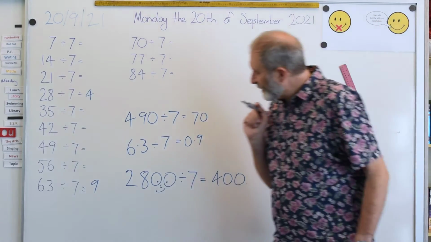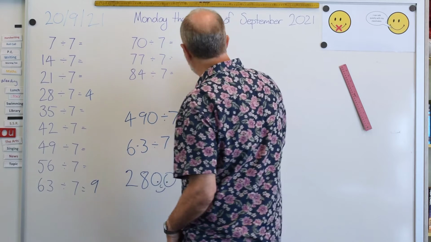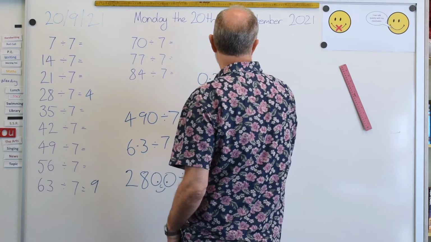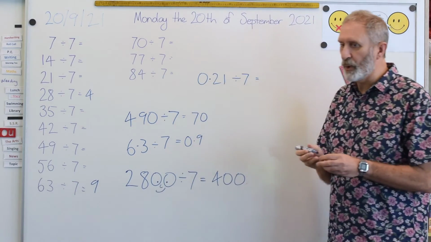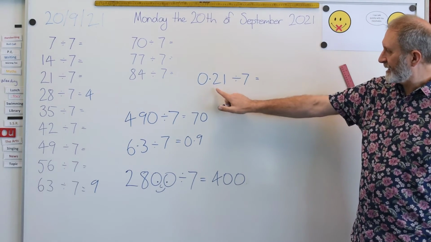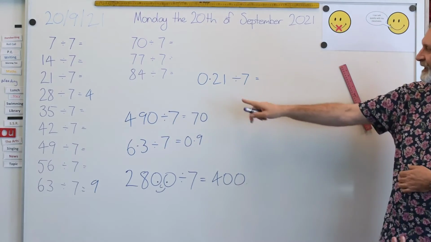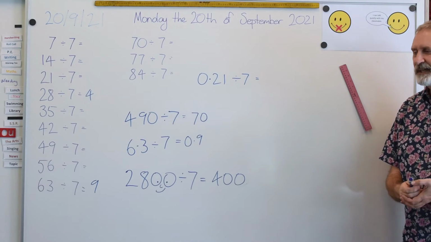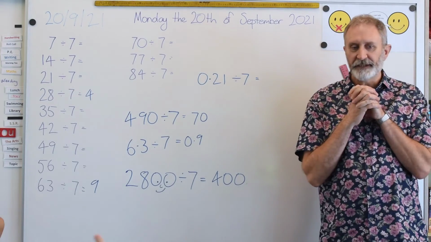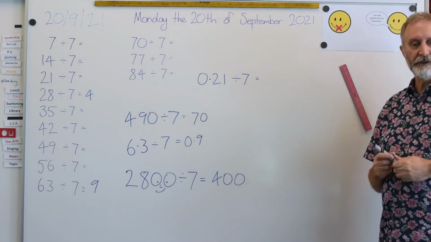Okay. What if the number was stupidly tiny? What if it was 0.21 divided by 7? Oh, that might get your head scratching a little bit, because not only is it less than 1 to start with, it's a lot less than 1 to start with. So if I'm chopping that into 7 pieces, my answer will be even smaller. It'll be microscopically tiny, won't it? Sashi, what do you reckon? 0.03. Give that girl a high five.